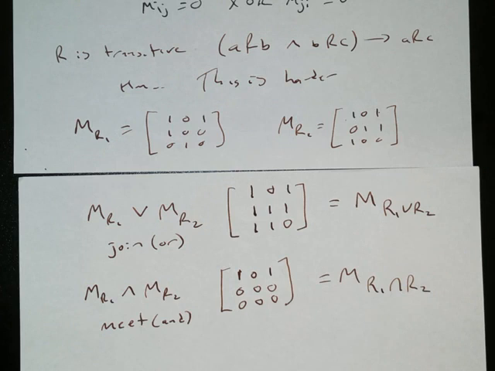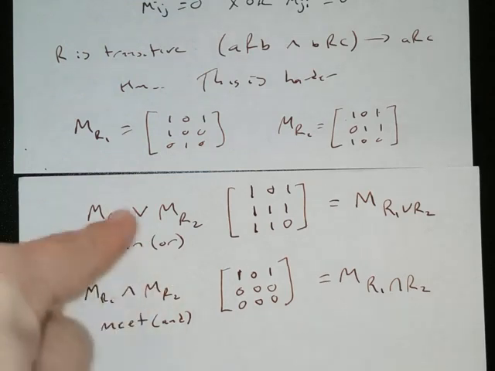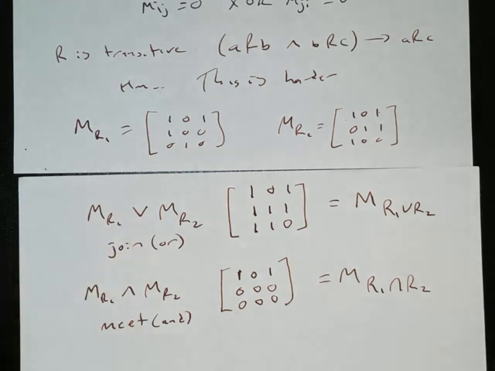Transitive. To do transitive, I need to multiply these matrices together. How many of you know how to multiply a matrix? It's been a long time, right? Unless you've taken linear algebra, you probably haven't done a lot of matrix multiplication. But I need to do it using ANDs and ORs.